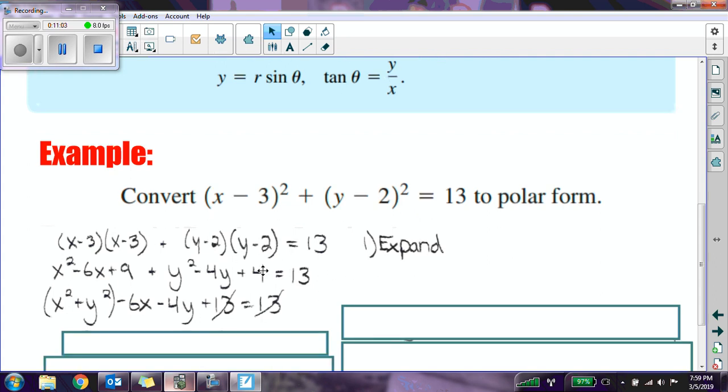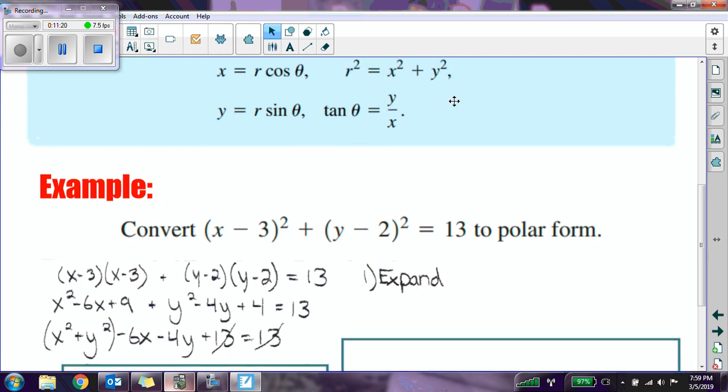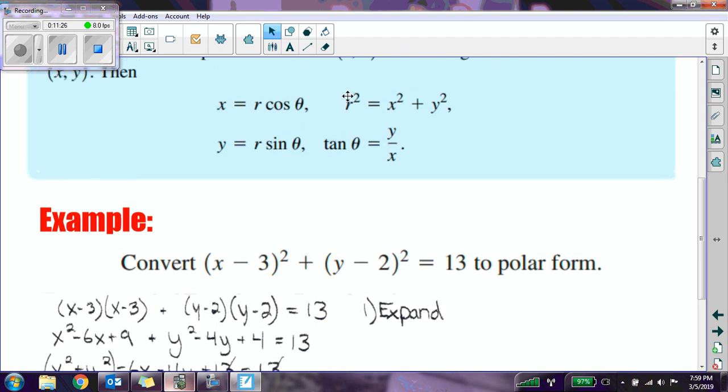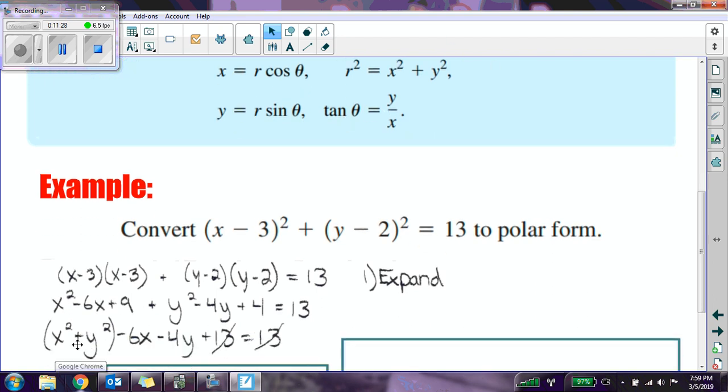So notice with our values on the left, the actual constants eliminate each other. And I went through and rewrote this left side of the equation to end up with x squared plus y squared. Because we know from our formulas up here that x squared plus y squared is actually r squared. So since that's r squared, I'm going to replace that with r squared next.